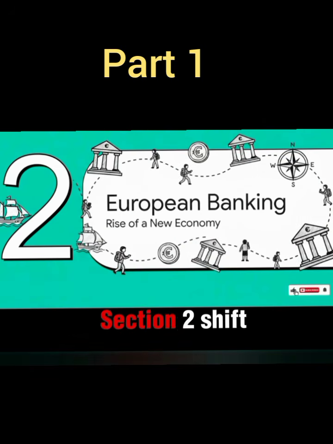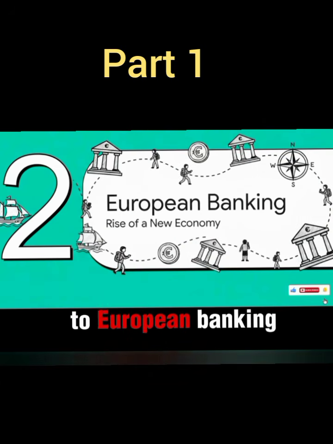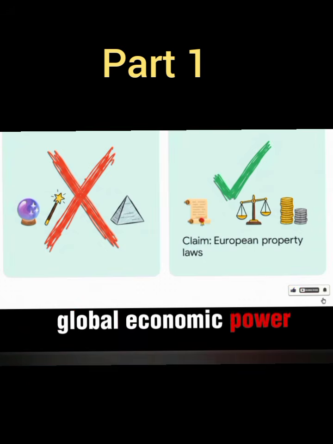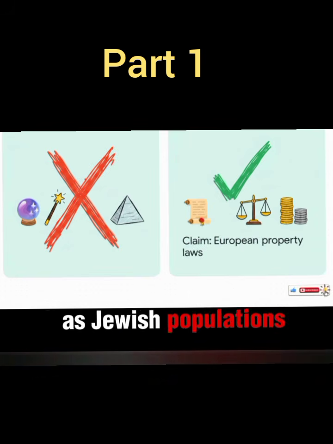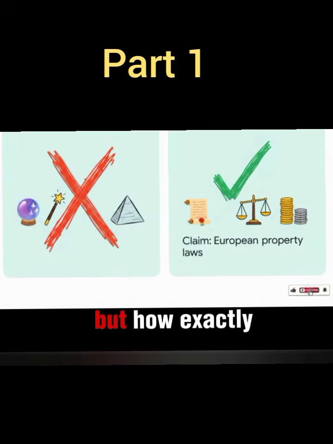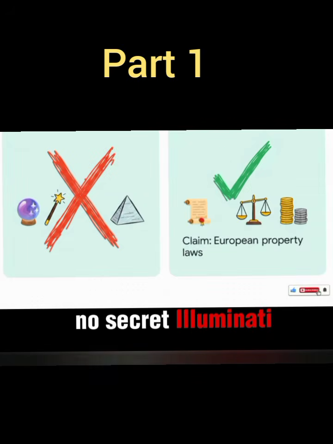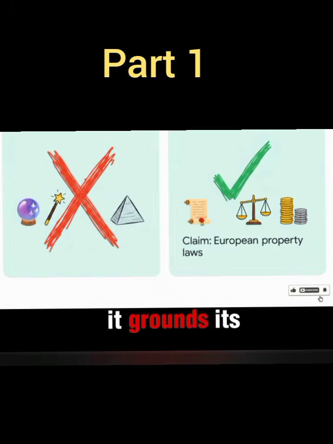Moving on to Section 2, Shift to European Banking. Following the discovery of the Americas, global economic power began shifting drastically as Jewish populations migrated toward Europe. But how exactly did this shift happen? Well, the text explicitly debunks all those wild internet myths you've probably stumbled across. No black magic, no secret Illuminati meetings. Instead, it grounds its explanation entirely in historical European property laws and strategic business practices.